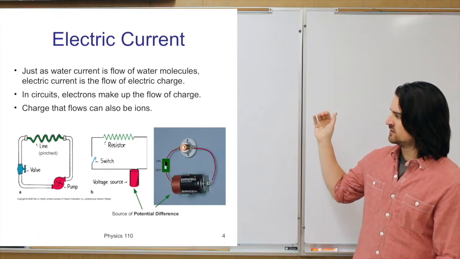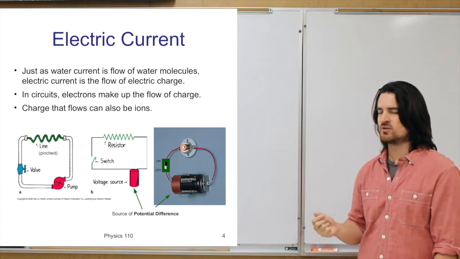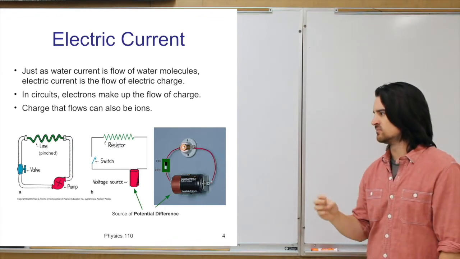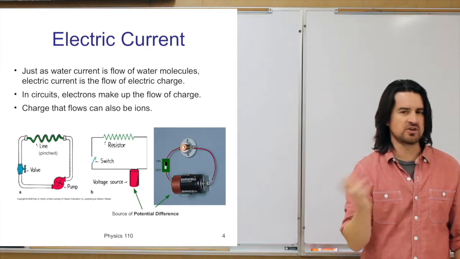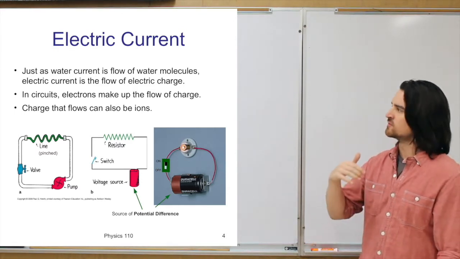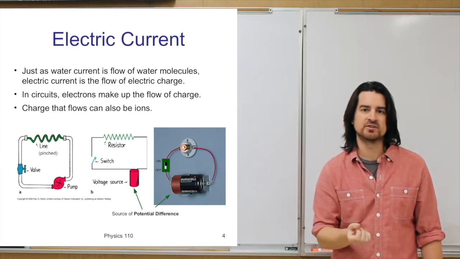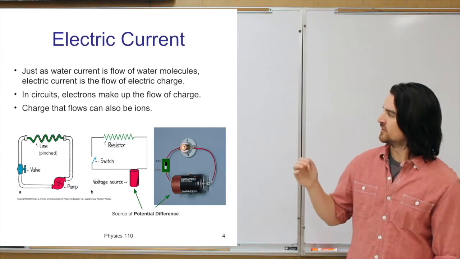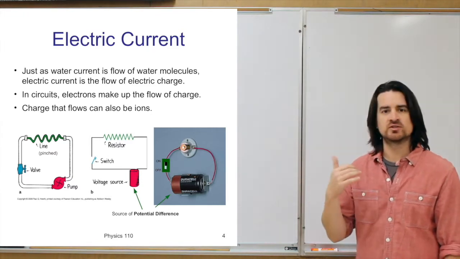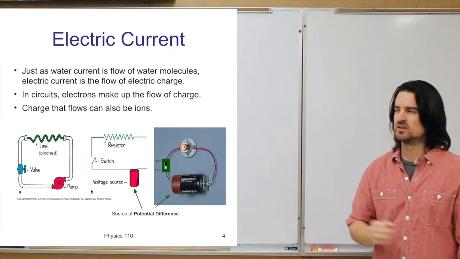And in circuits, like when you plug your phone into the wall to charge, the power lines that go along the street, the circuits inside of your computer, what's flowing in there are electrons. Remember, electrons are negatively charged fundamental particles of the universe. In most electric circuits, it's the electrons that are flowing, and for the most part, we're just going to think about electrons flowing.